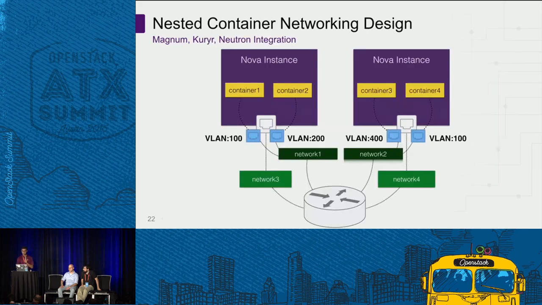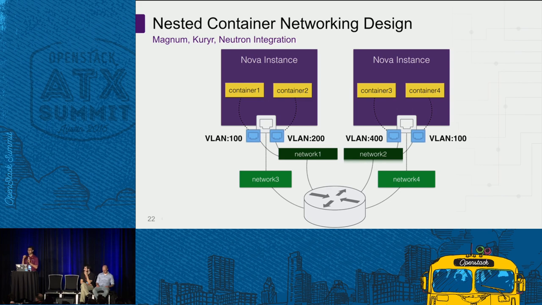Now let's talk about how this is going to work. So the diagram you're looking at over here is that we have two Nova instances. Both of them are connected to a port, and you see four Neutron networks, network 1, network 2, 3, and 4, and all of them are connected to a router. You have containers inside both of these Nova instances, container 1, container 2, in the left Nova instance, and container 3 and container 4 in the right Nova instance.